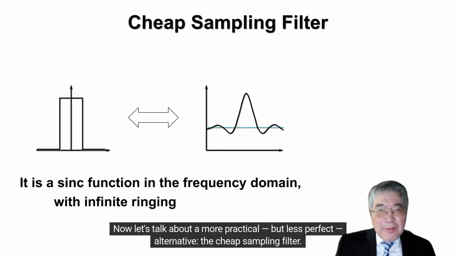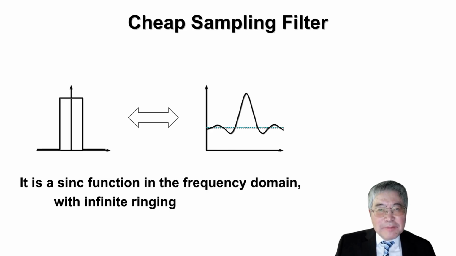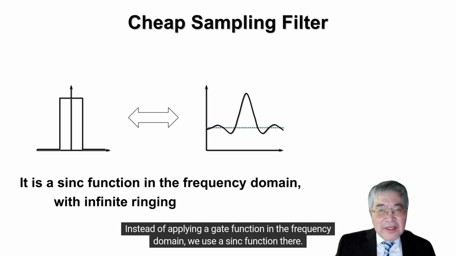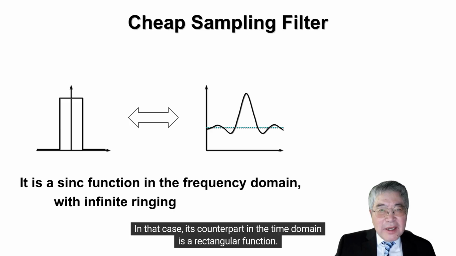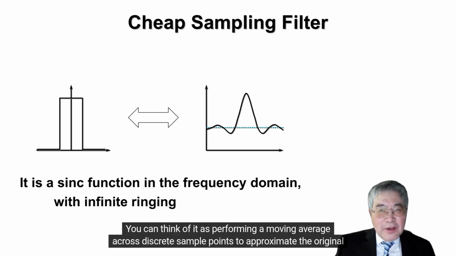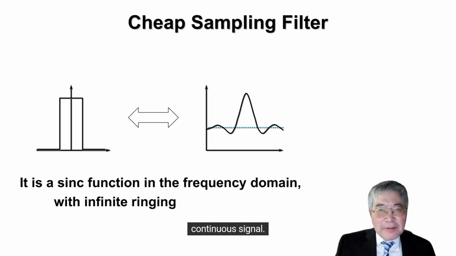Now let's talk about a more practical, but less perfect, alternative, the cheap sampling filter. Suppose we switch things around. Instead of applying a gate function in the frequency domain, we use a sinc function there. In that case, its counterpart in the time domain is a rectangular function. This rectangle acts like a local averaging window. It smooths the signal by averaging values over a small time interval. You can think of it as performing a moving average across discrete sample points to approximate the original continuous signal.